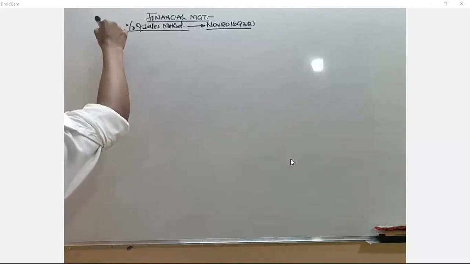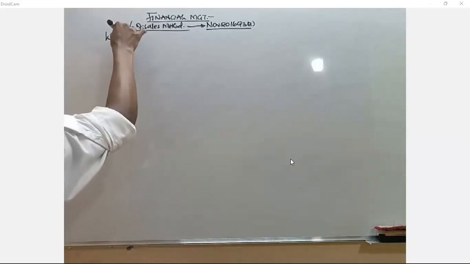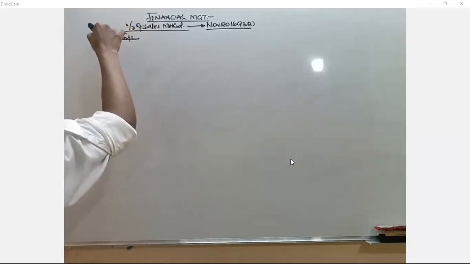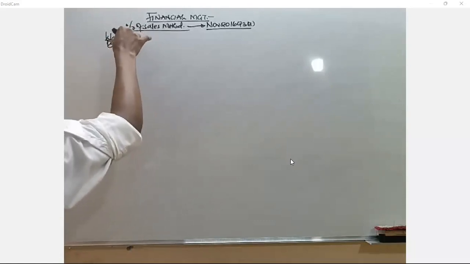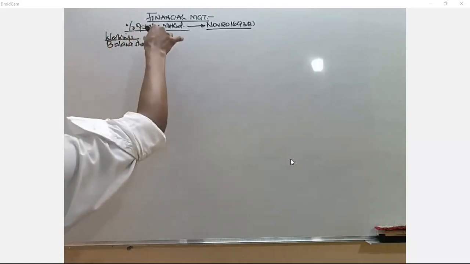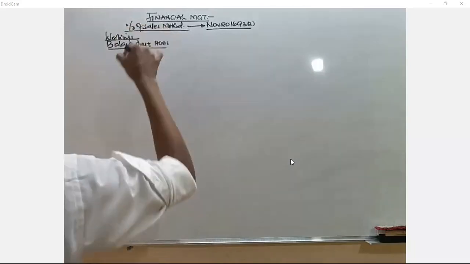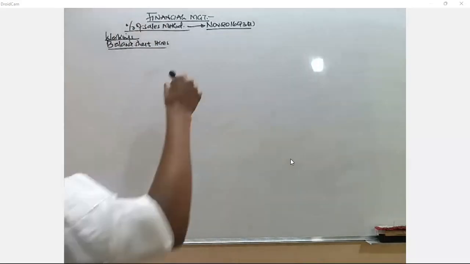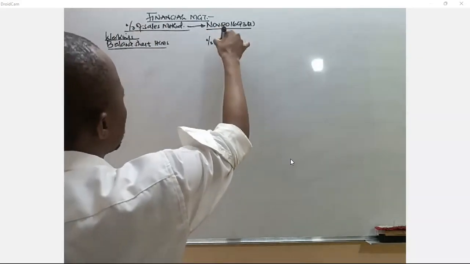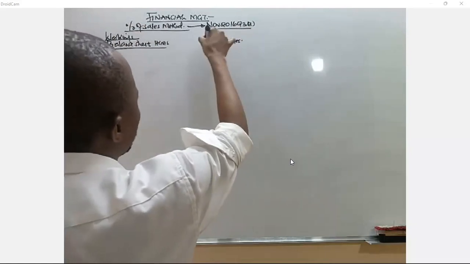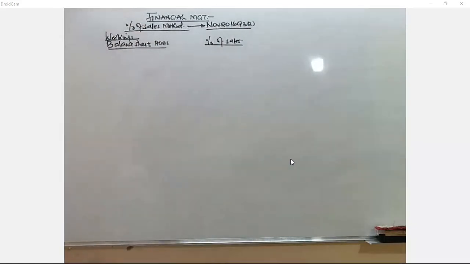Let us proceed. In this case, let us come up with the workings for the balance sheet items. So let me start by doing my workings here. We are going to be working with balance sheet items, right? At the end of the day, what am I supposed to be calculating here? It should be the percentage of sales.